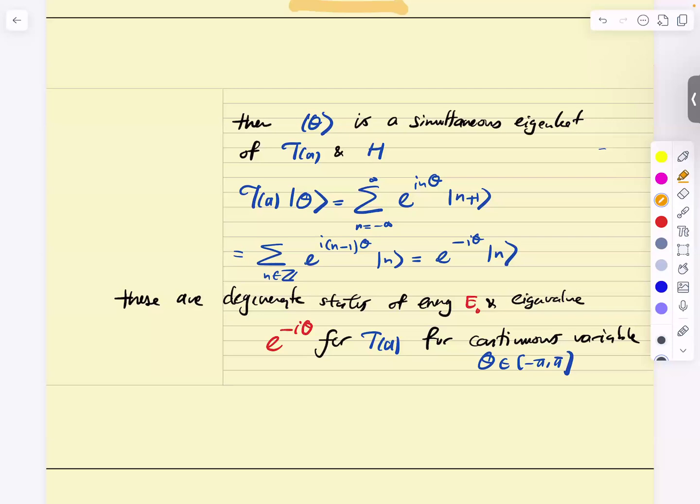Which is e to the minus i theta, your initial state. So this is a translation eigenket with eigenvalue that's a phase. I promise you guys it will be a phase because it's a unitary. The eigenvalues are going to be phases.